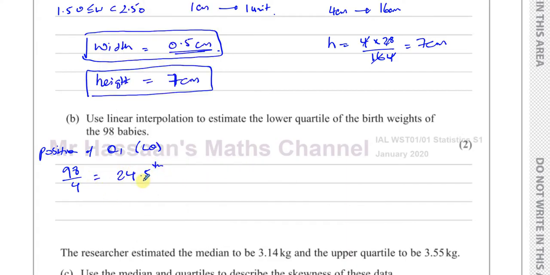It's the 24.5th position. Now we don't round up and say, okay, it's the 25th entry. No, because we have grouped data here. So we take 24.5 as it is. All right, and now we're going to use linear interpolation to figure out what we're going to find.